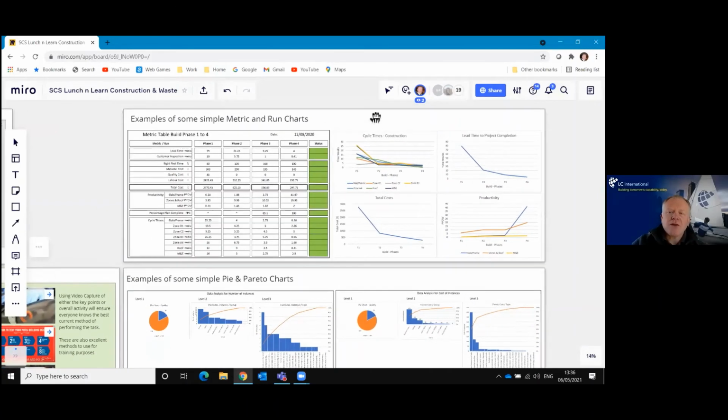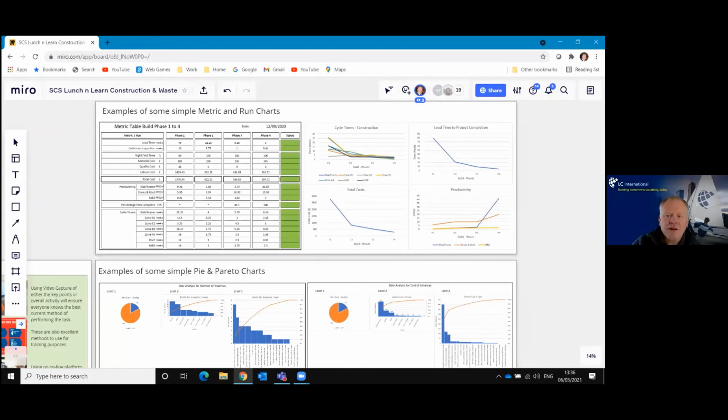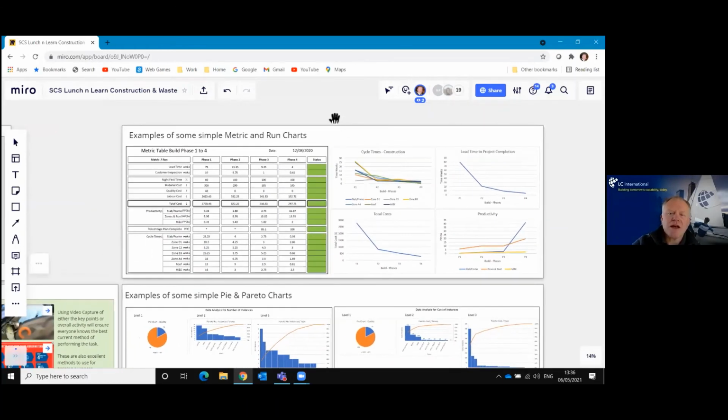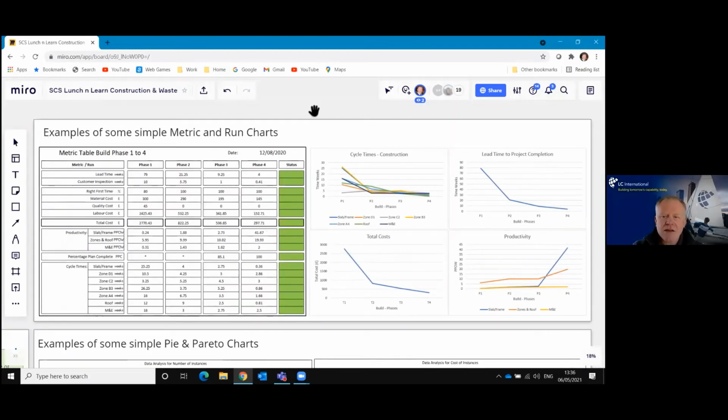So one method also of improving productivity is thinking about, what do we measure? Typically, whatever gets measured gets improved. So think about the measures that you currently have on site. And I've got some very simple examples of some metric charts and some run charts here around how things have been processing over different phases of a build, for example, and how it's improved over time through the removal of waste, through the removal of those frustrations by working to standard.